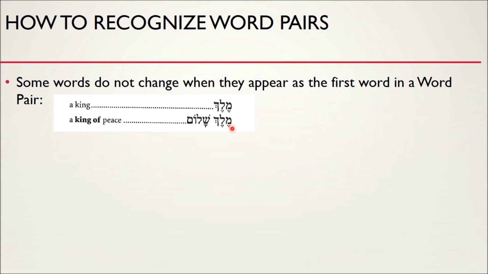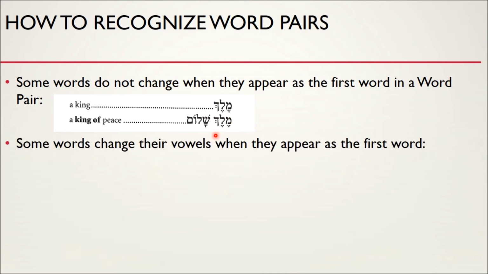Well, in a word pair, it's melech. This one is melech shalom, the example they give, and it still appears the same way. The vowels are all the same and everything. But some words do change their vowels when they appear as the first word. So this is one example they give, which is house. By itself, it's bayit, but in a word pair, it's beit. Beit avadim, which is the example they use, which is a house of slaves, or a house of servants, however you want to translate that.